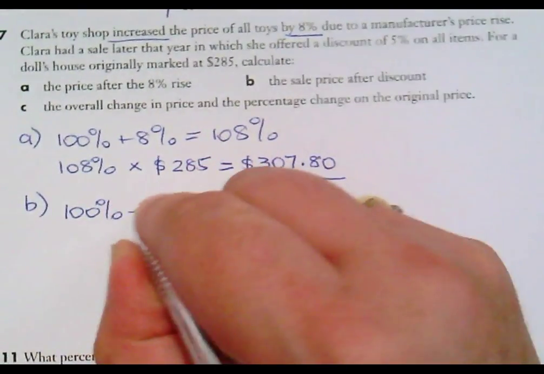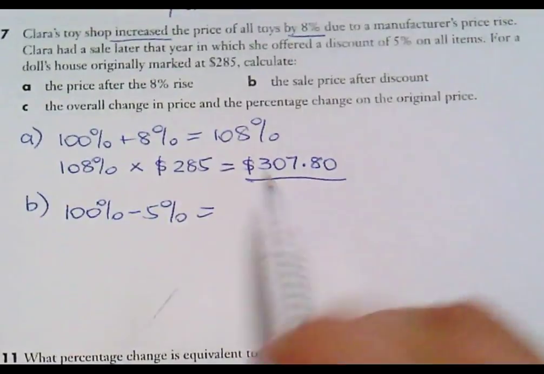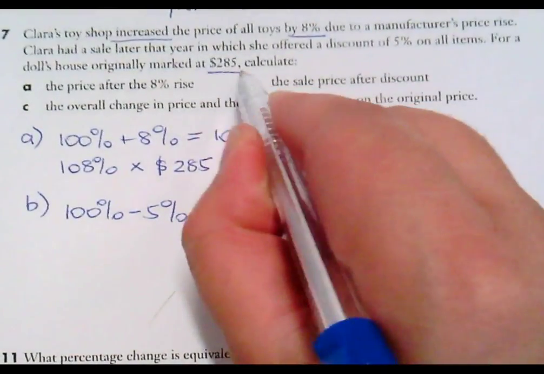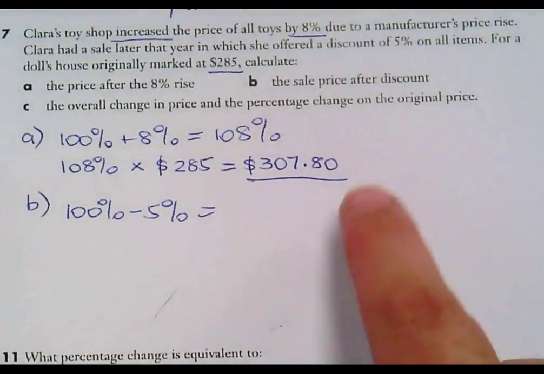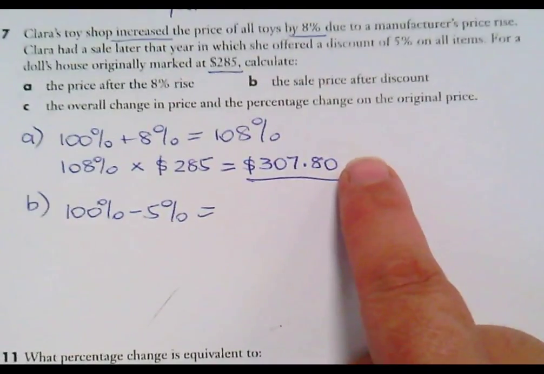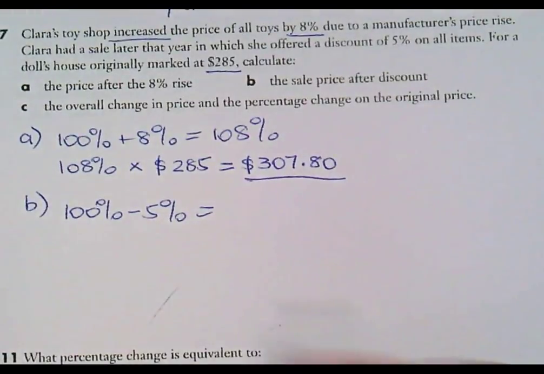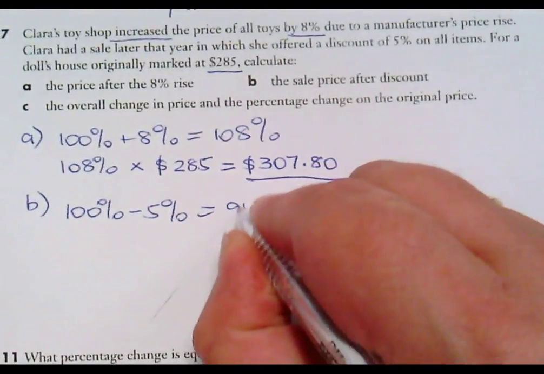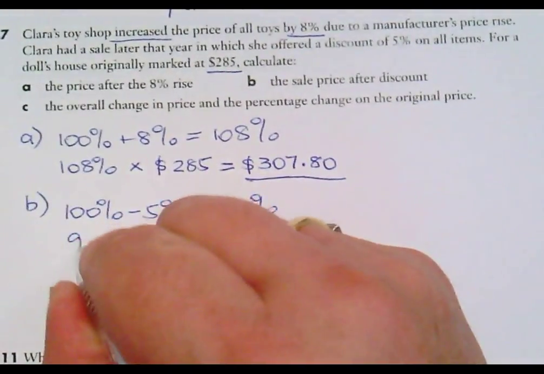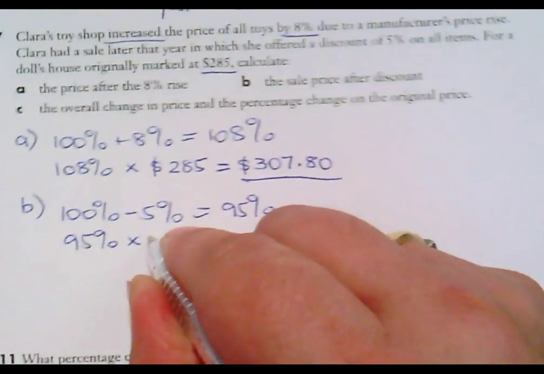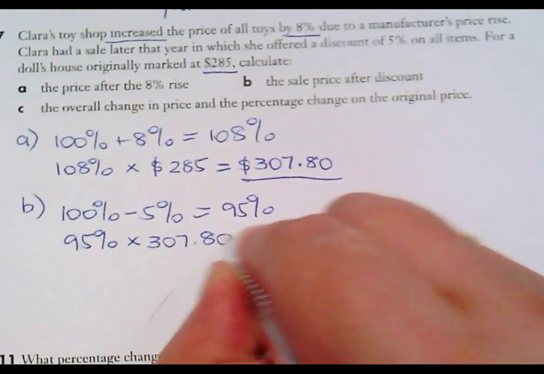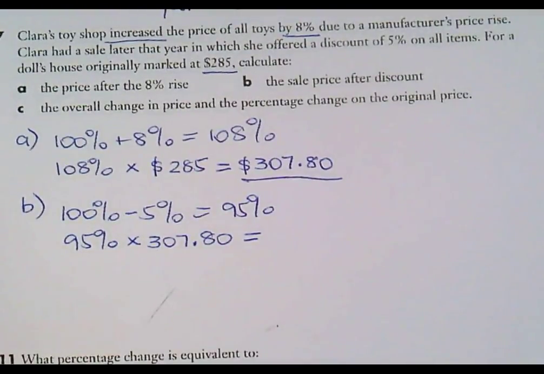So I just go 100% minus 5%. My original 100% was the $285. Now I've got a new price. That's my new 100%, all right? I now need to decrease this price by 5%. So I do 100% minus 5% is 95%. So I do 95% of $307.80. Are we okay with this?